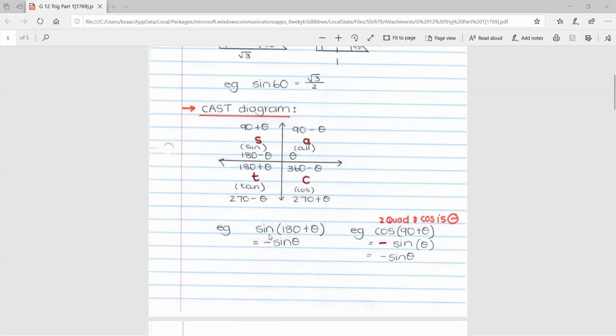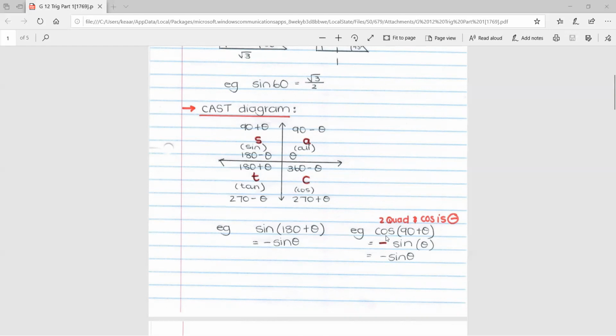So if we have sine 180 plus theta, we go to where 180 plus theta would be, and that is in the third quadrant. We see that only tan is positive here, so sine is definitely going to be negative. So we'll have our negative, and then sine theta. So basically, sine of 180 plus theta is equal to negative sine theta. So once you've found the quadrant and decided on the sign, this falls away and just becomes theta.